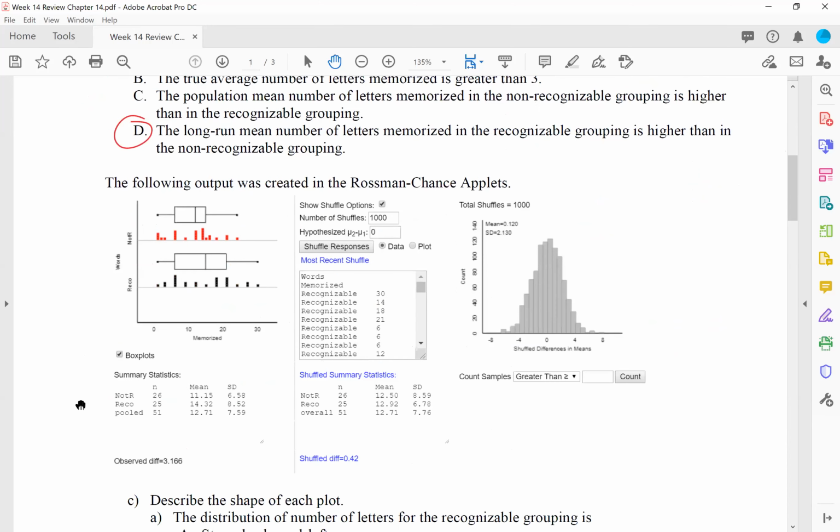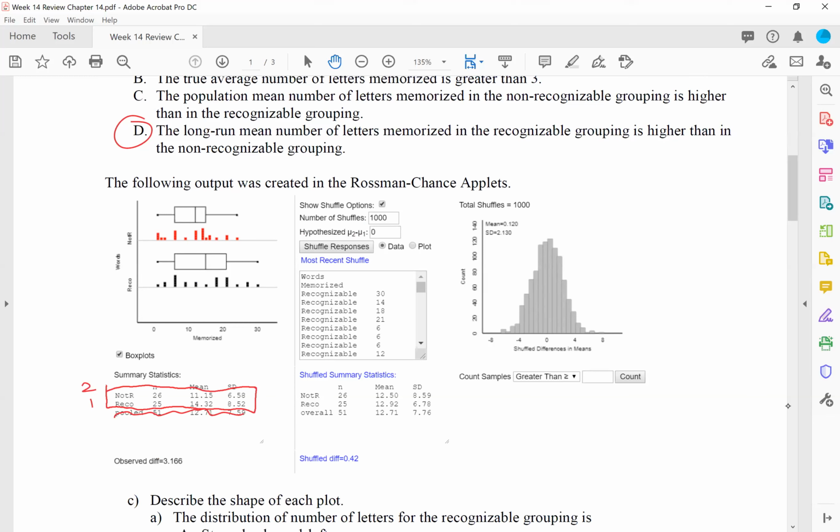So in our applet, we could paste in the data. This was already done here, and we can see down here all our summary statistics. So this is where we would get all those values. So if we think about, we're going to just ignore pooled. We're never going to use pooled in this class. So our recognizable group, that's going to be our group 1, and the not recognizable group is going to be group 2.